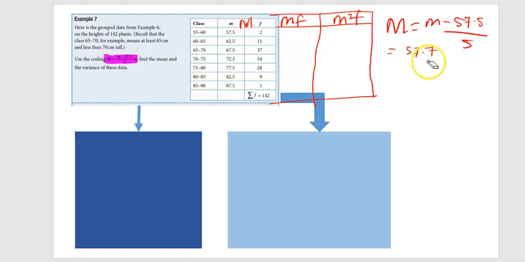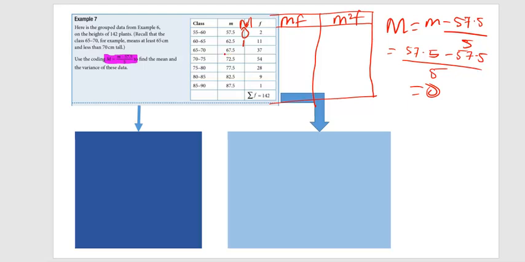Just a minute, we have 57.5 minus 57.5 divided by 5. This is 0. So our first M here is 0. We do the same. Our M here is 62.5 minus 57.5 divided by 5. Here we are going to get 1.